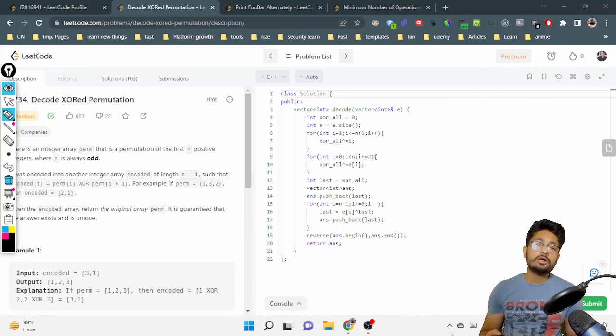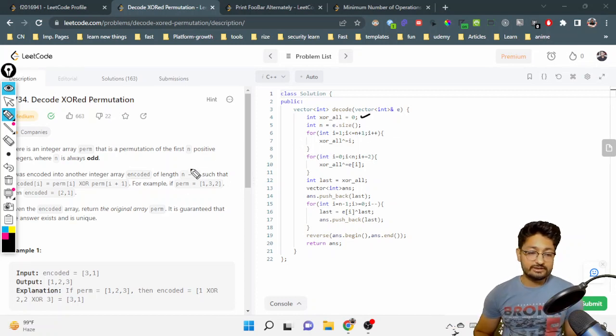Let us try to learn more about it using the code. Now, what we have done is this XOR all variable that we will use to find the XOR of all the n numbers. So I'll iterate over all the numbers from i equal to 1 till n plus 1. Why? Because I have been given this encoded array that is of length n minus 1, but the actual permutation, the actual numbers, are from 1 till n. So n plus 1.